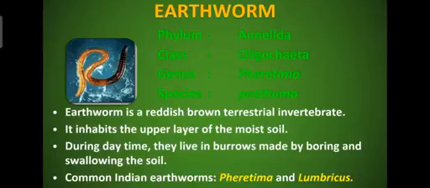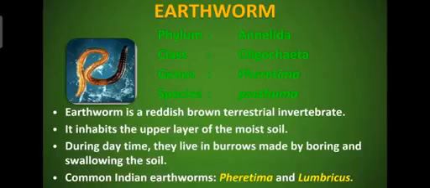Earthworm, you must have observed. Earthworm is commonly called farmer's friend, शेतकऱ्याचा मित्र. Clear? So earthworm is a reddish brown terrestrial invertebrate. It inhabits, means it lives, in the upper layer of the moist soil. Always it is present in the moist soil, that too on the upper layer. During daytime, they live in burrows made by boring and swallowing the soil. During the daytime, they will be deep inside the soil, and during the night time, they will be on the upper layer of the soil.